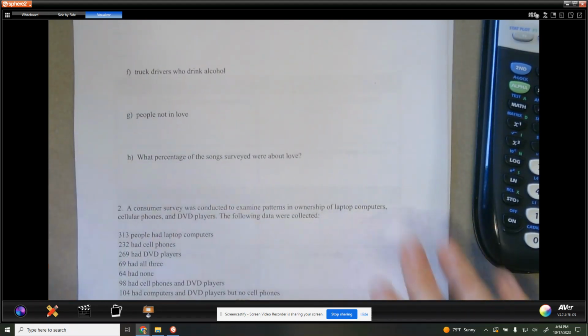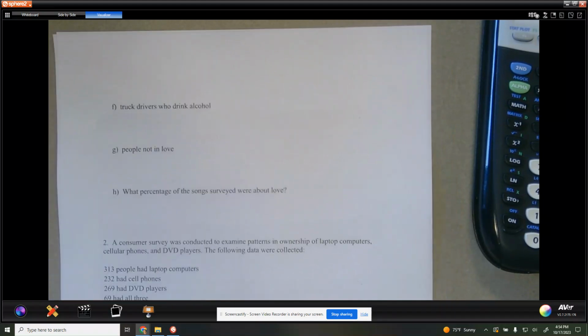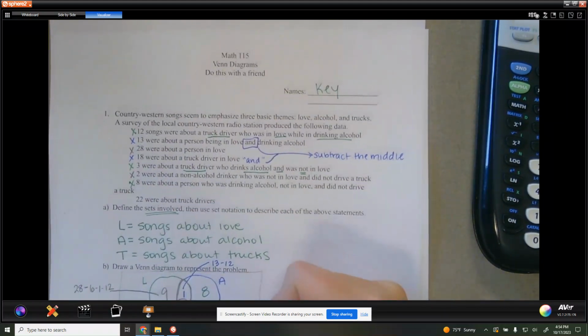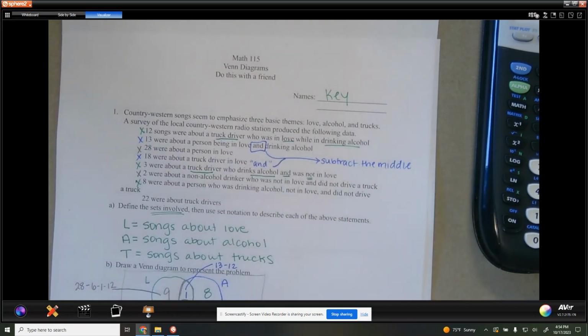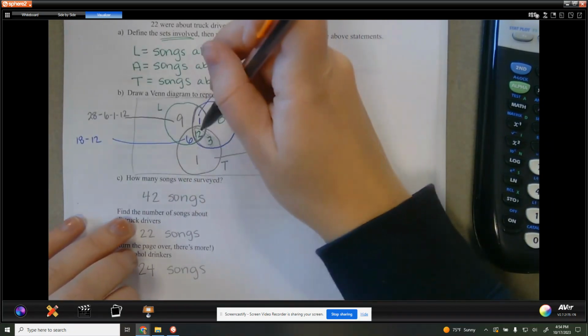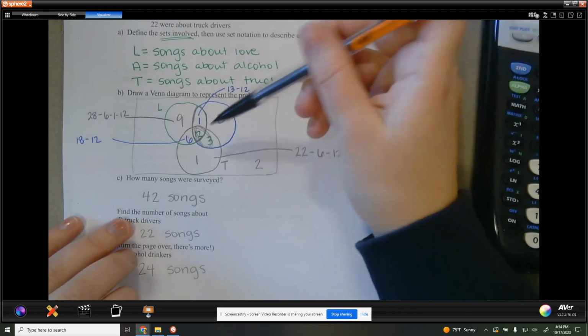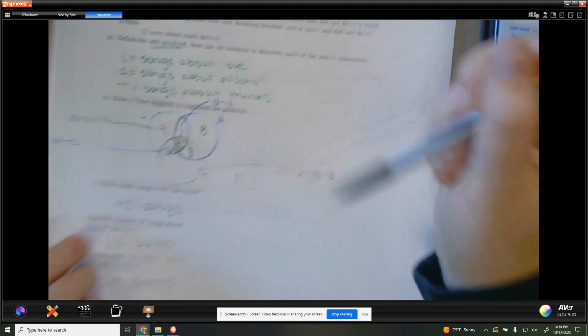Truck drivers who drink alcohol. So I'm going to go back. I need the overlap of truck drivers who drink alcohol. That's this whole circle right there. Oh, sorry, you guys. This whole circle right here, truck drivers who drink alcohol. So 12 plus 3 is 15 total.